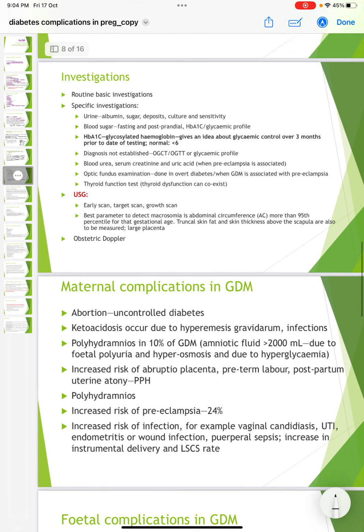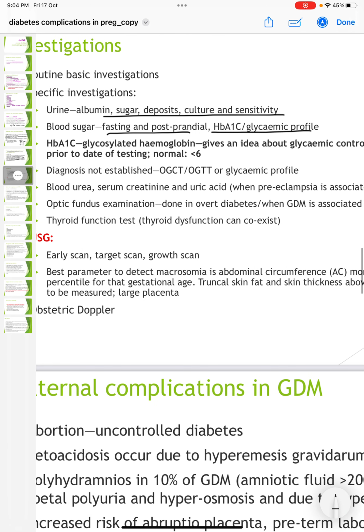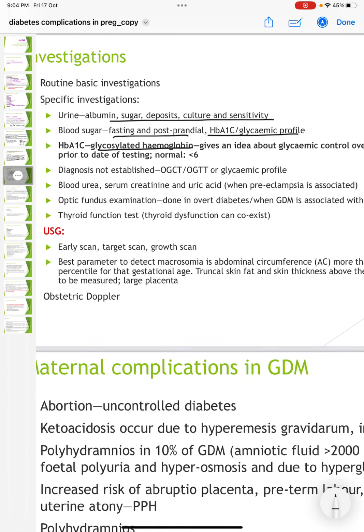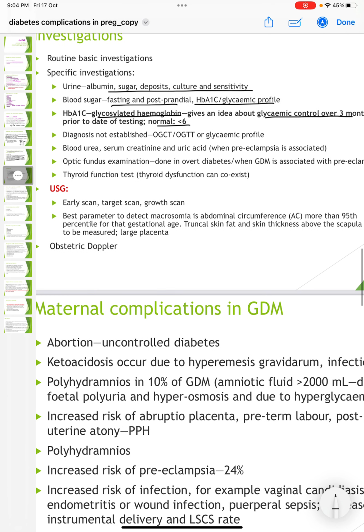So investigations for GDM: urine for albumin, sugar, deposits, culture and sensitivity, and you look for HbA1c and glycemic profile. HbA1c is glycosylated hemoglobin, gives an idea about glycemic control over the last 3 months, and normal should be less than 6. We should do OGTT or glycemic profile, and we will do blood urea, serum creatinine, uric acid. It can be associated with preeclampsia. Fundus examination is done in overt DM and GDM associated with preeclampsia, and thyroid function test. Thyroid dysfunction can coexist. So ultrasound: early scan, targeted scan, and growth scan.